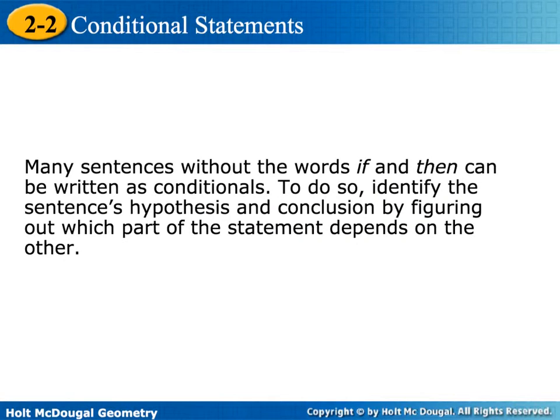Many sentences without the words if and then can be written as conditionals. To do so, identify the sentence's hypothesis and conclusion by figuring out which part of the statement depends on the other. So if I give you a statement with no if or then, you can write it as an if-then by looking at which part is the unknown part, which part could be a variable.